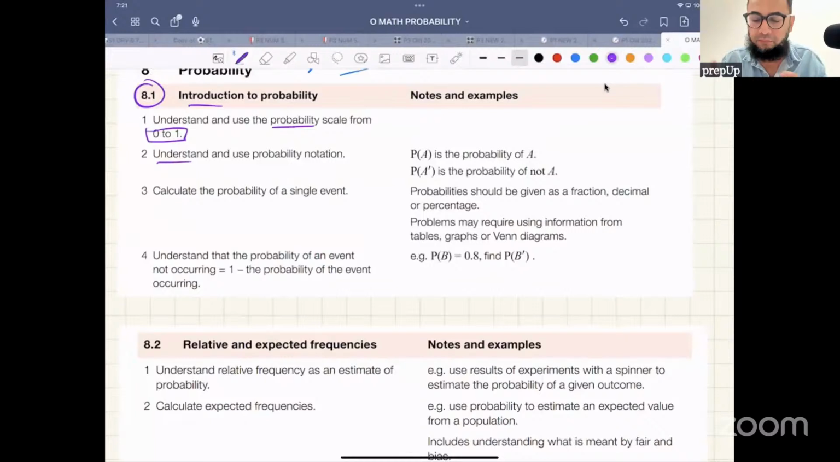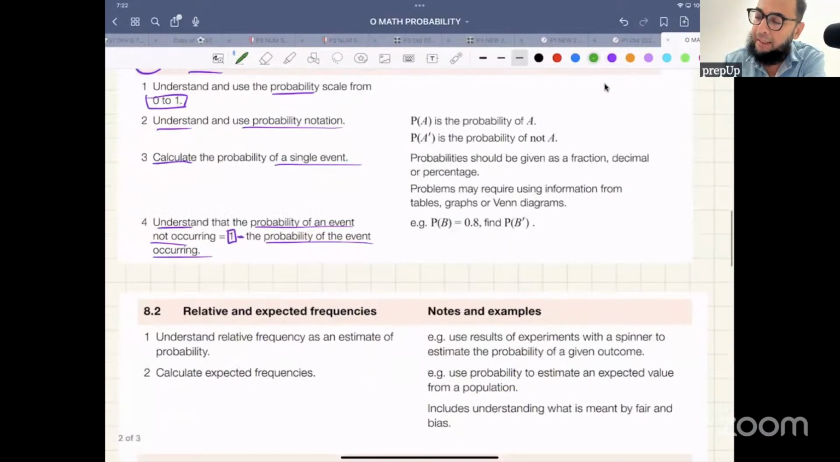Understand and use probability notation. Calculate the probability of a single event. Understand that the probability of an event not occurring is 1 minus the probability of that event occurring. Now, that is the first thing, that is the basic idea, that is the introduction.